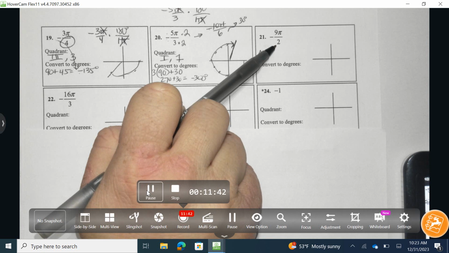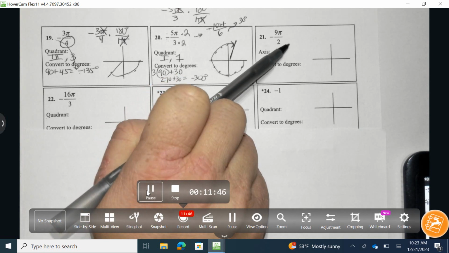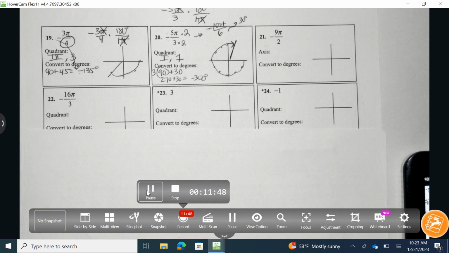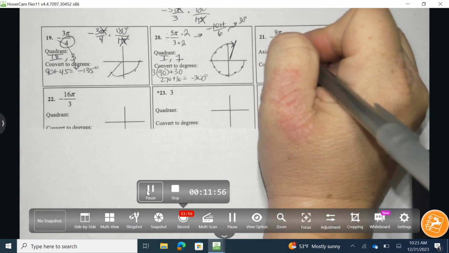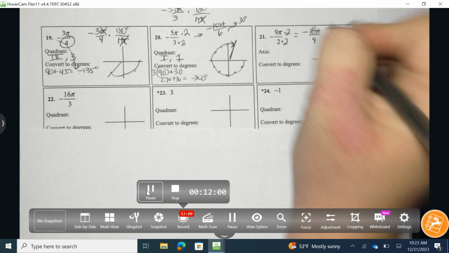Now, number 21, remember we're trying to convert it into a 4 or a 6. Now, I can convert this into a 4, taking it times 2 and times 2. I can convert it into a 6 times 3 and times 3 on top. It doesn't matter whether you turn it into a 4 or a 6. You'll achieve the exact same answer. So I'm going to take it times 2 and times 2. I end up with negative 18 pi over 4.